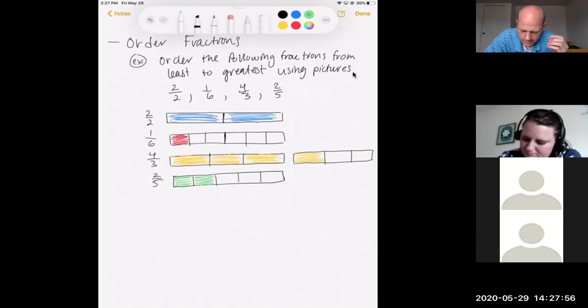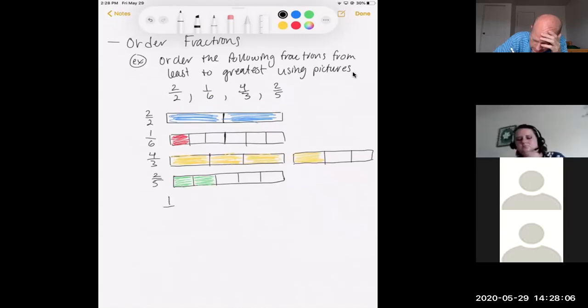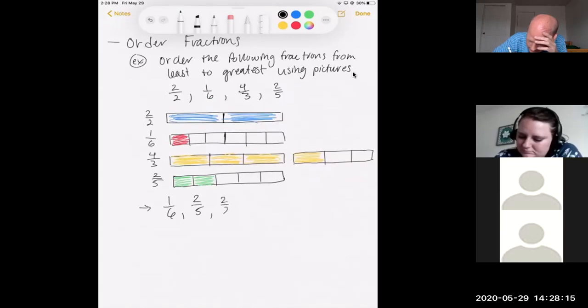So we want to order them, which is we put the smallest one first and then the longest one after that. And so for time's sake, we just need to go through this and tell you that 1/6, so you guys can see that. And next one is 2/5. And then we have 2/2. And we have 4/3. Okay.